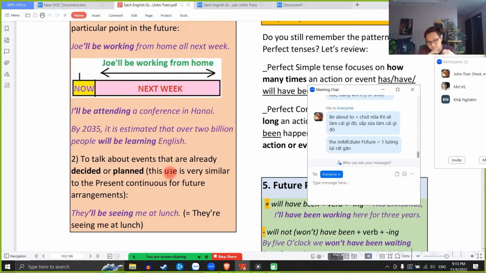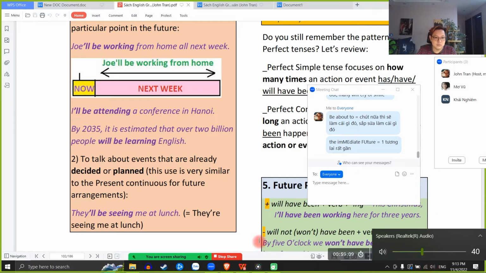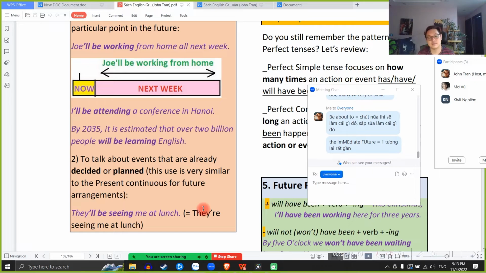Number 2, to talk about events that are already decided or planned. This is very similar to the present continuous or future arrangements. They will be seeing me at lunch. They are seeing me at lunch.